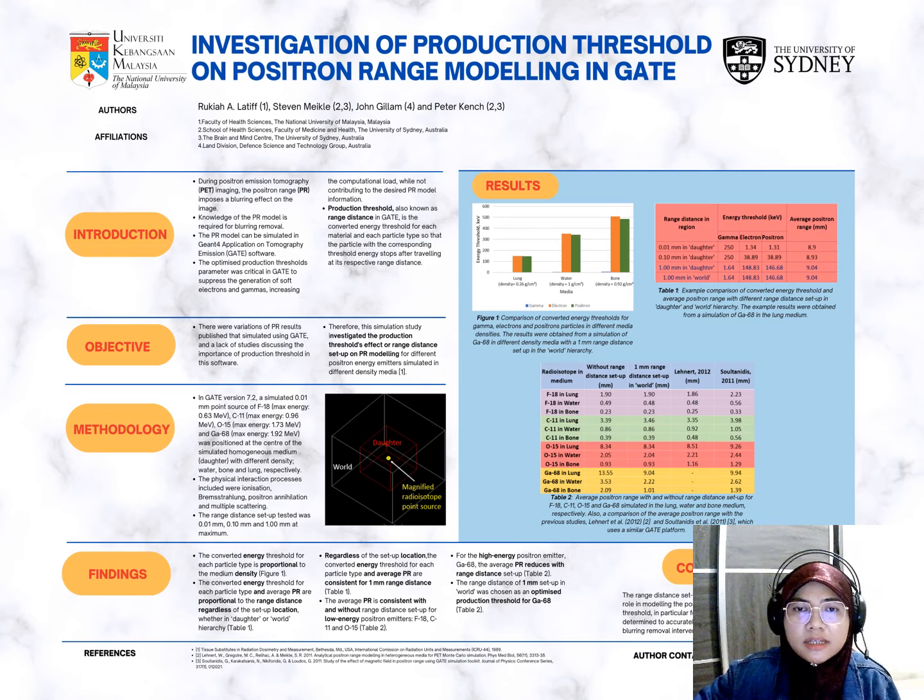And from this simulation study, first, in figure 1, we found that the energy possessed by gamma, electron, and positron are proportional to the medium density, meaning that the higher the density, the higher the energy the particles have.